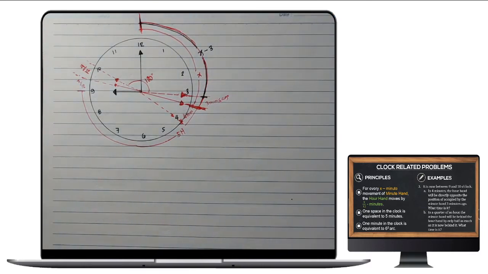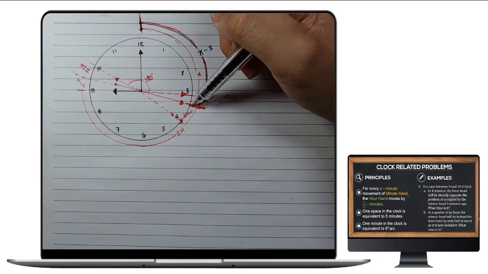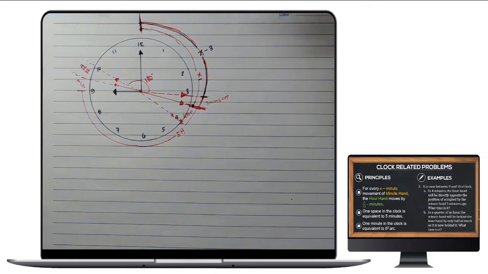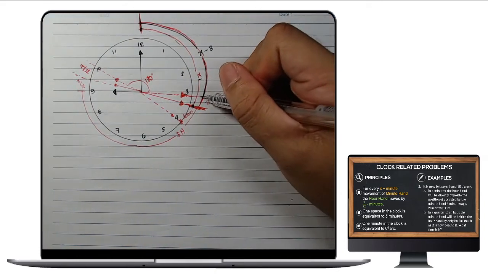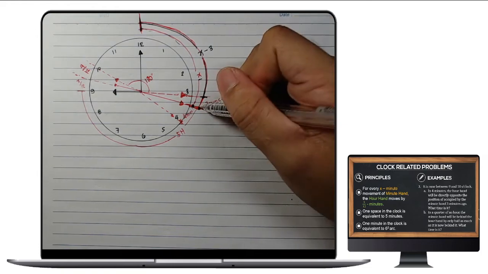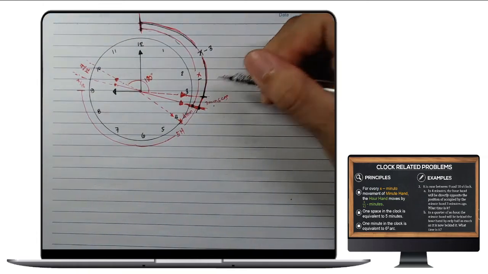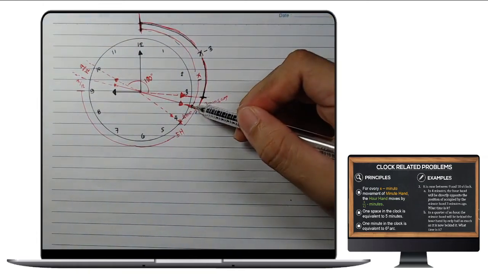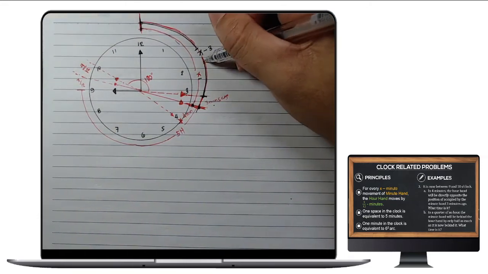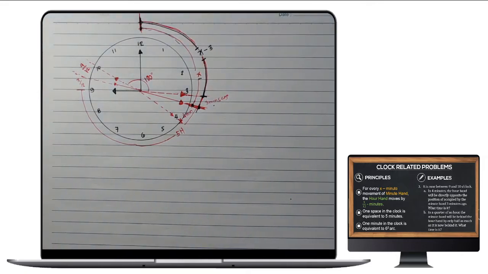Again, from this point up to here, we have x. Then from this point going through here is 3 minutes. Therefore, from this point to this point is x minus 3. So this part will be x minus 3.